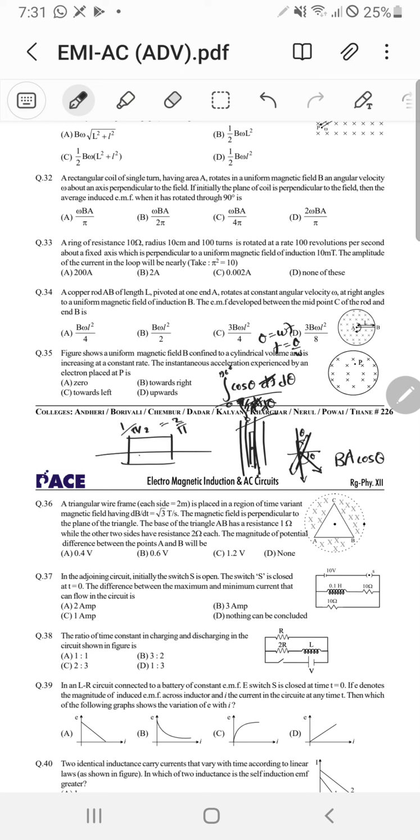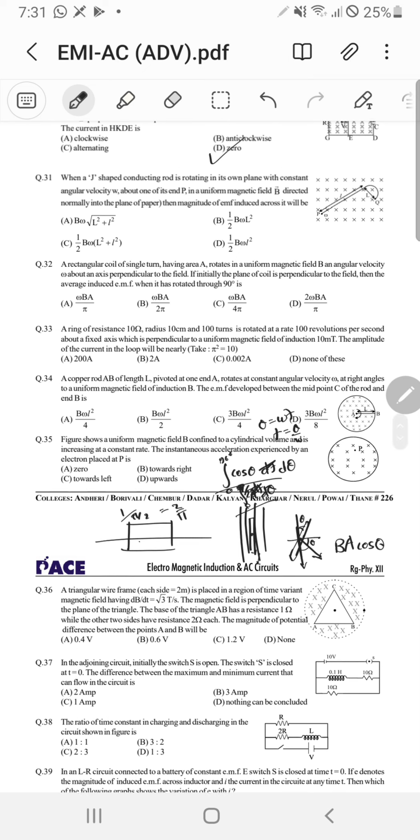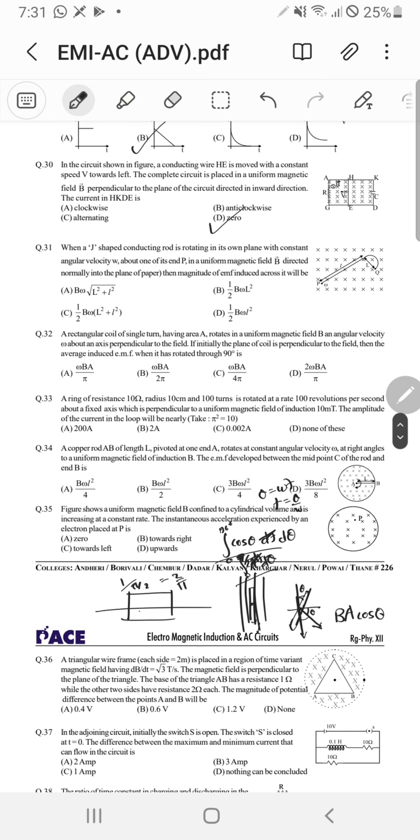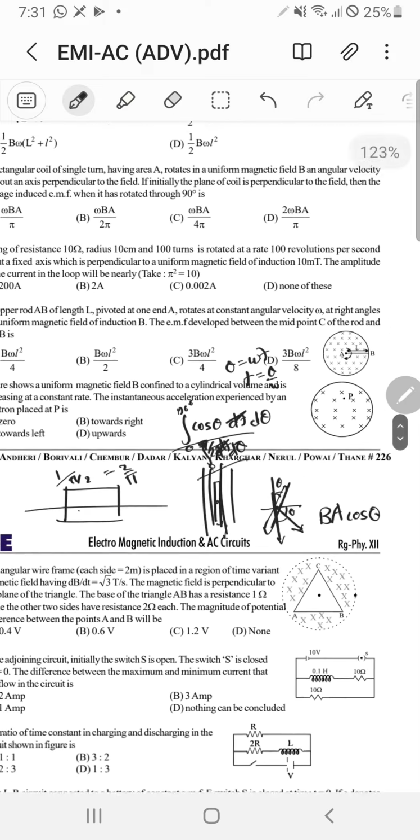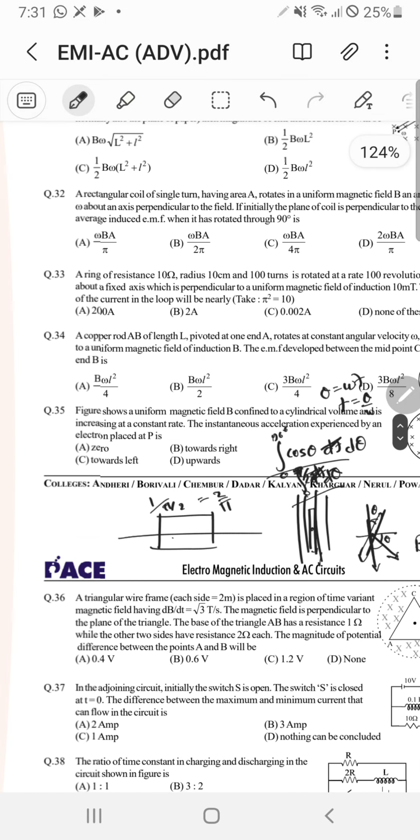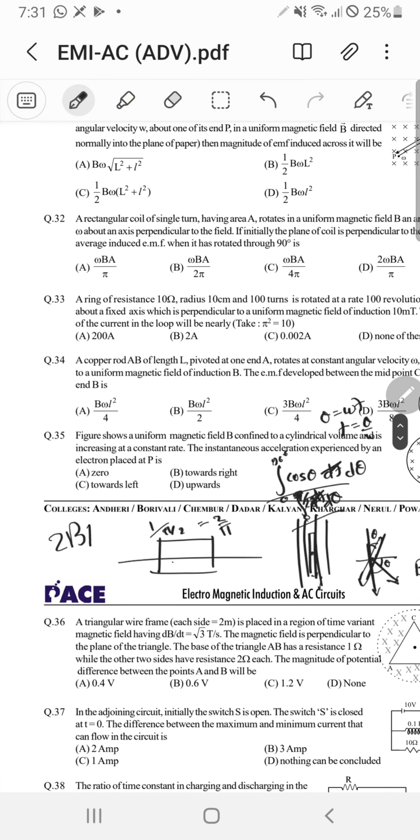And where's the question? Where did it go? Oh, here. Right, that's 2 by pi, but that's not the only thing. We want BA. So 2BA upon pi. That's better. Cool.